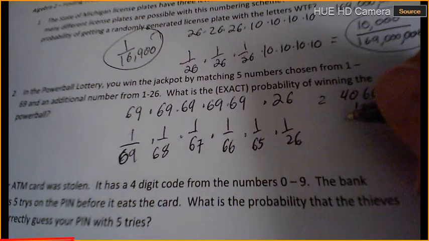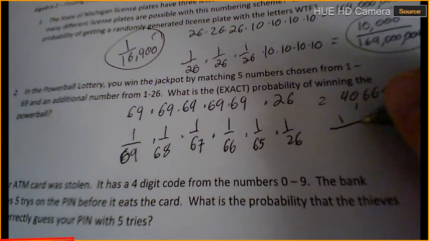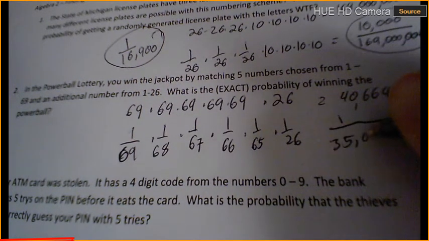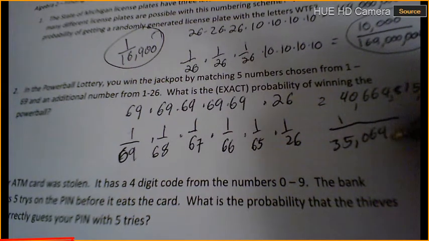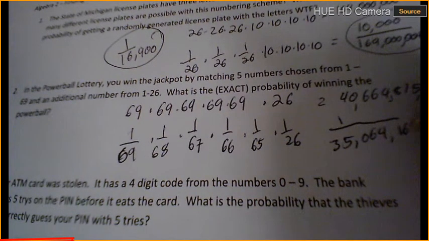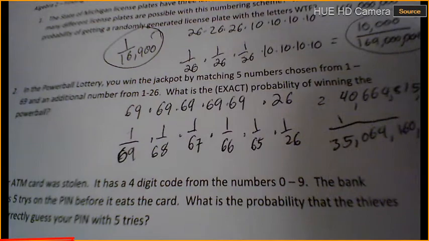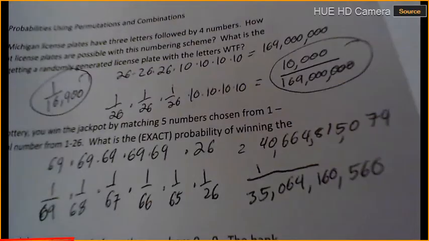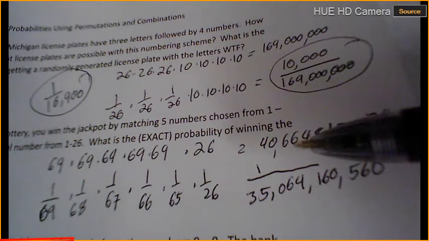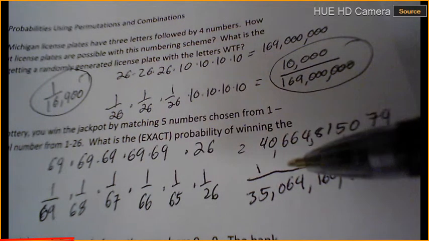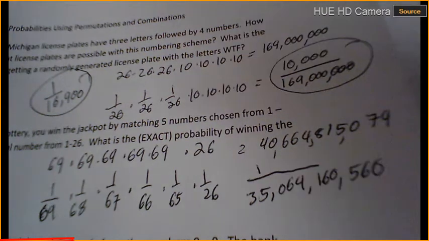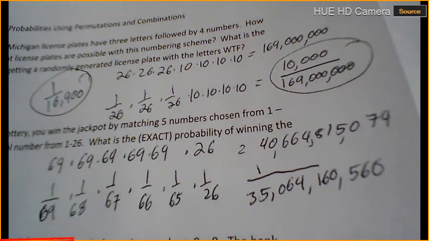So my chances of winning are 1 out of, hold on. So go ahead and play the Powerball if you want, but your chances of getting it are 1 out of 35,064,160,560 chances of winning the Powerball.